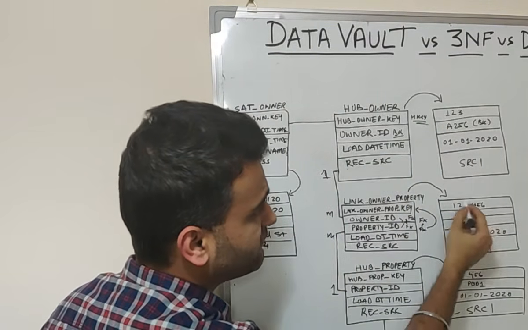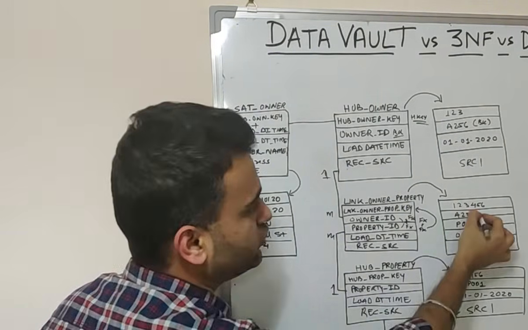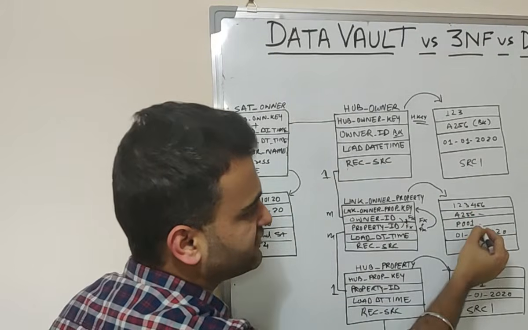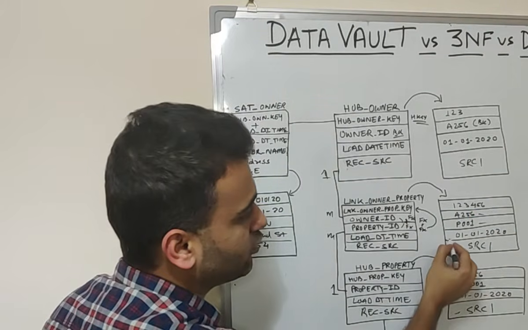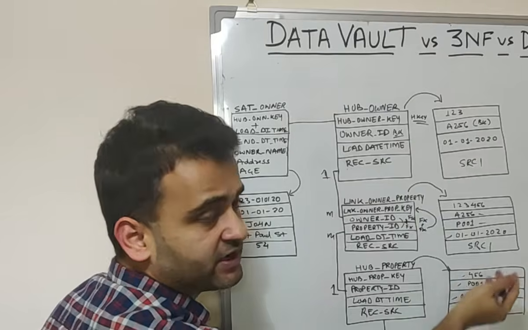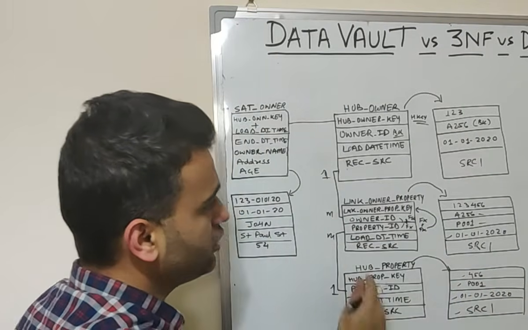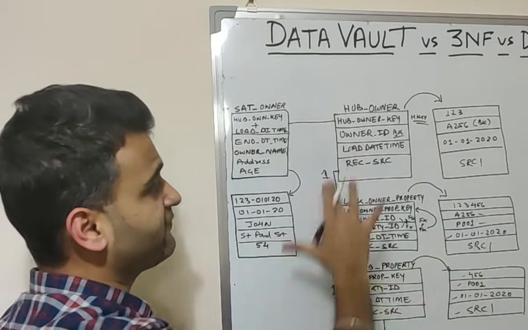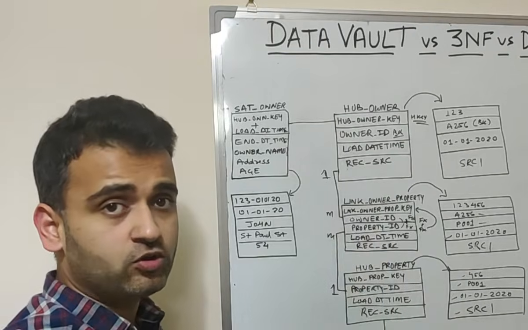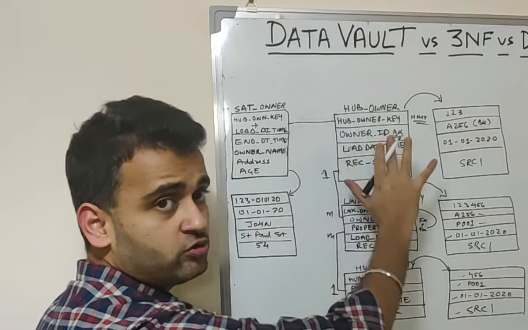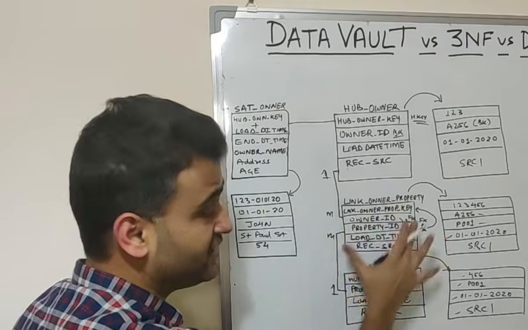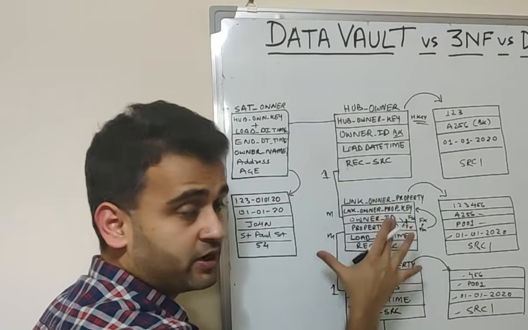So your link has become 1, 2, 3, 4, 5, 6, which is a unique link. Your owner ID is 8256, your property ID is P001, and the load date is, again, I have kept it 1st of January 2020. So in this way, you have formed a link outside your hub. Regardless of what is going on in your hub, your relationships are intact within this component.